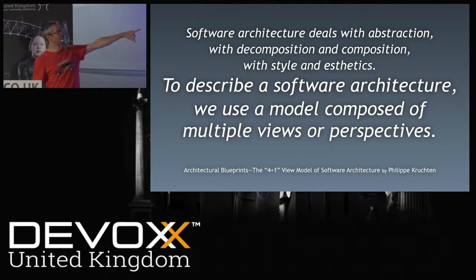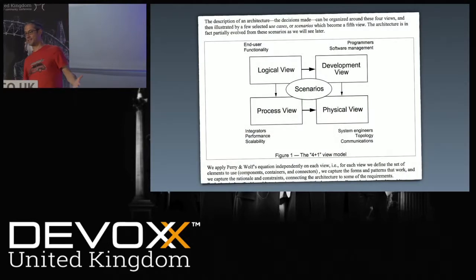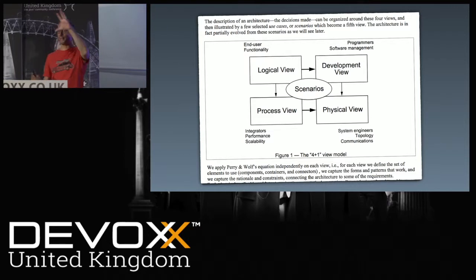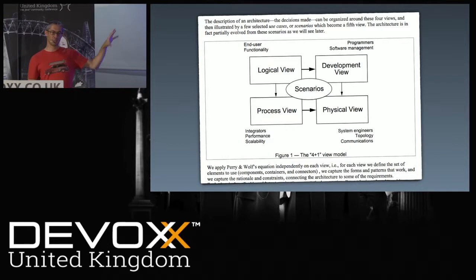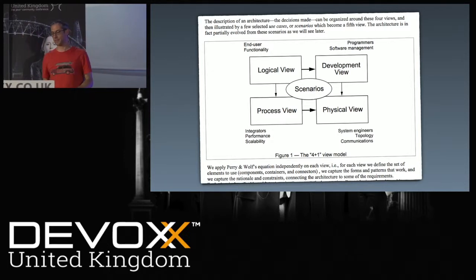And it basically says this: to describe a software architecture, we use a model composed of multiple views or perspectives. This is a picture of Philippe Kruchten's 4+1 model. Basically, there's a logical view, and that's components and fluffy things, modules. Then there's a development view, which is for us as developers, and it basically talks about how the code is organized to some degree. The process view is concurrency and that sort of thing, and then the physical view is infrastructure and hardware. And all of these things are coupled and brought together by use cases and scenarios.